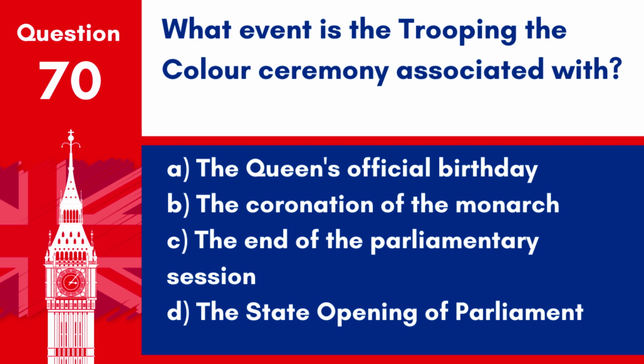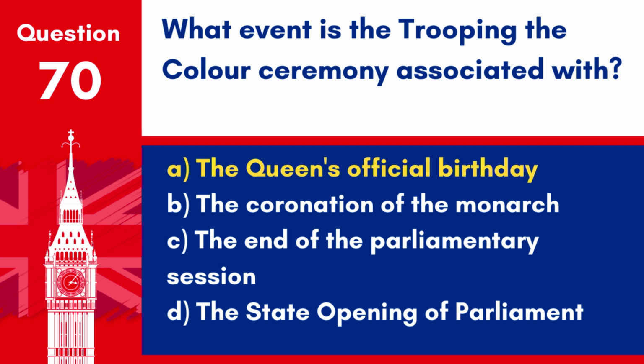Question 70. What event is the Trooping the Colour ceremony associated with? A. The Queen's official birthday. B. The coronation of the monarch. C. The end of the parliamentary session. D. The state opening of Parliament.